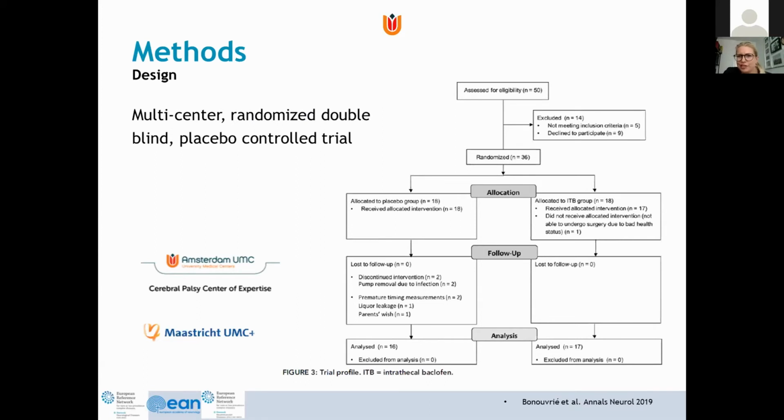Due to severe illness of 1 patient in the ITB group, only 17 patients had a pump implanted in this group. And although 17 patients were analyzed, and 16 in the placebo group, 2 had complications and didn't have a pump anymore when we did the analysis.